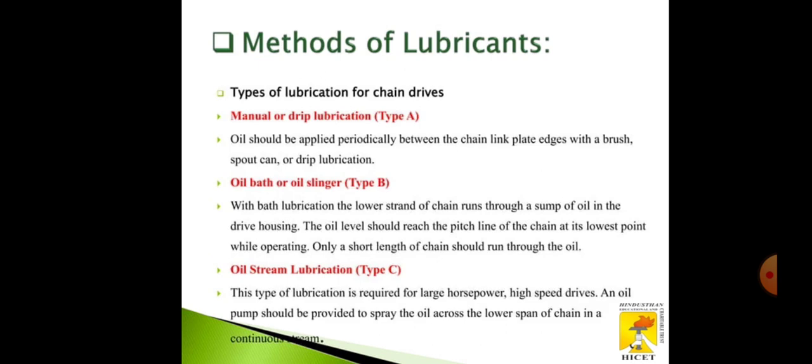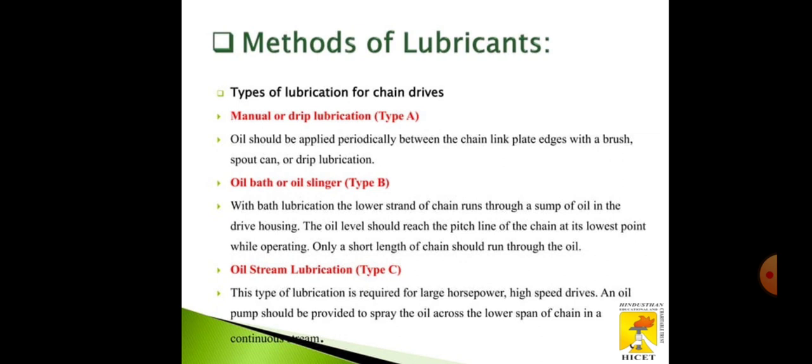Types of lubrication in chain drives: one is the manual type, then oil bath, and oil stream lubrication. Type A is called manual or drip lubrication. It should be applied periodically between the chain link plate edges with a brush, spout can or drip lubricator.